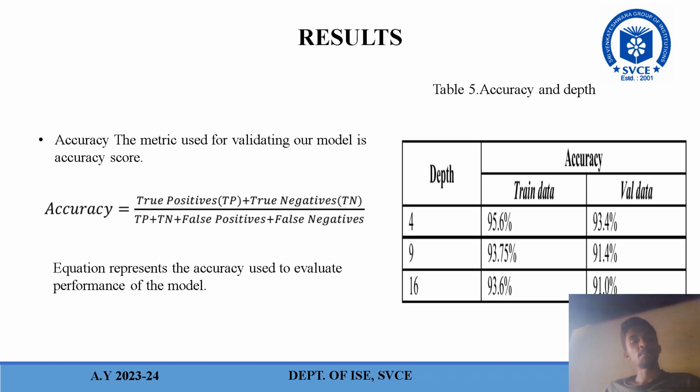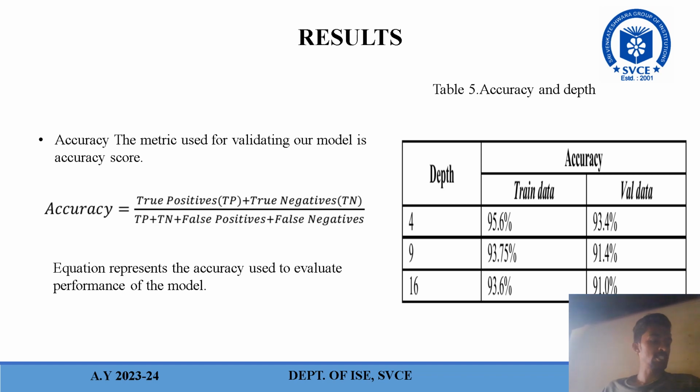Results: the metric used for validating our model is the accuracy score. The accuracy formula is true positives plus true negatives, divided by true positives plus true negatives plus false positives plus false negatives. This is the formula we use to evaluate the performance of the model. You can see in this table that for depth 4 we have 95.6%, for depth 9 we have 93.75%, and for depth 16 we have 93.6%. That is for training data. For validation data sets we have 93.4%, 91.4%, and 91%.